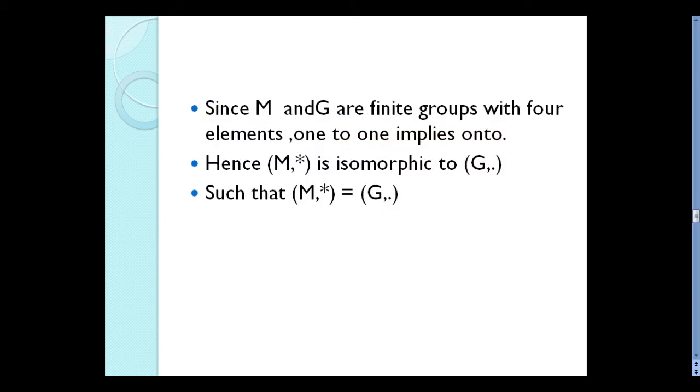Since M and G are finite groups with the 4 elements, 1-1 implies onto also. So no need to prove, this implies onto. Hence M under binary operation star is isomorphic to G under dot product, such that M under my binary operation is isomorphic. M is isomorphic to G.